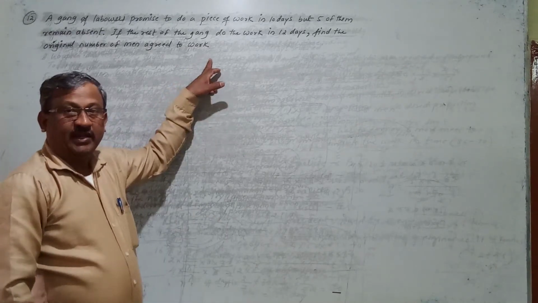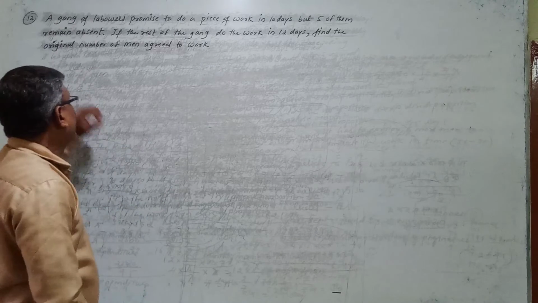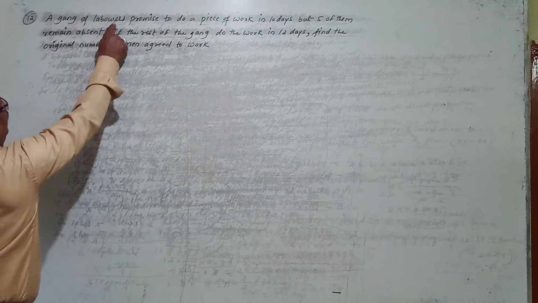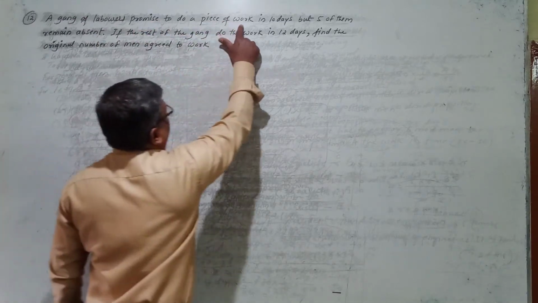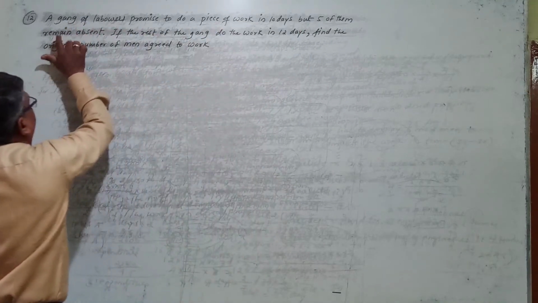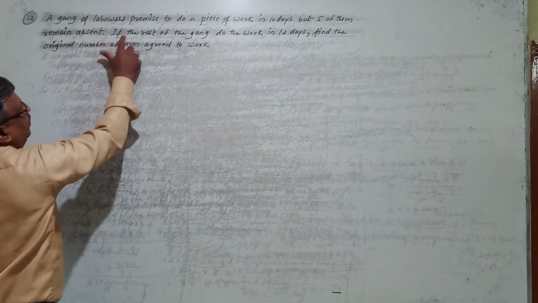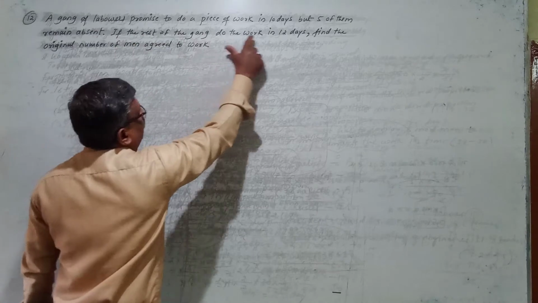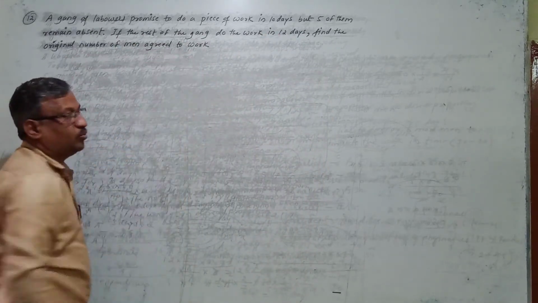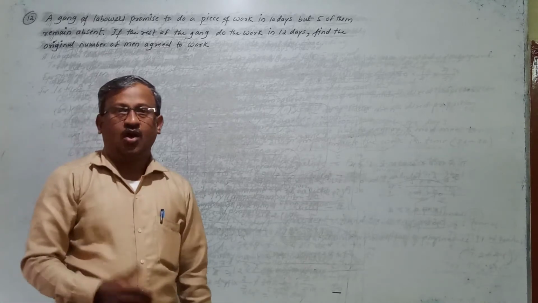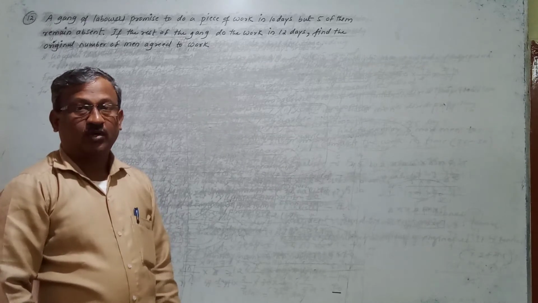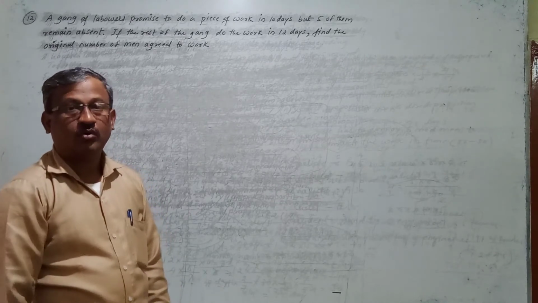So here I have taken the next problem on reduced proportion. That is problem number 12. I'll read out the problem again. A gang of laborers promised to do a piece of work in 10 days. But 5 of them remain absent. The question is, if the rest of the gang do the work in 12 days, find the original number of men agreed to work. Means originally how many workers agreed to do that work, we have to calculate that original number of men.